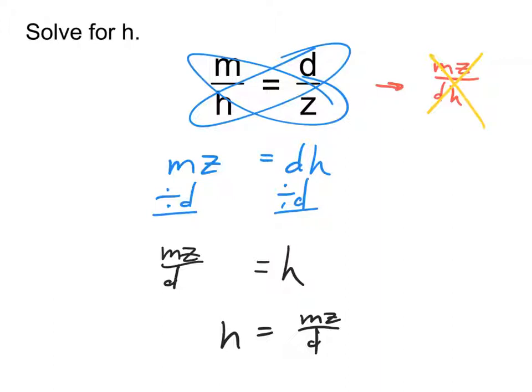Do not jump straight from here to here. Because if you do, you just did two steps at once. You divided by d and then switched the sides. And if you start doing two algebraic steps at once, bad things tend to happen. And so stick with just doing one thing at a time. Technically speaking, though, it doesn't actually matter which side the h is on, as long as it's just an h on that side.